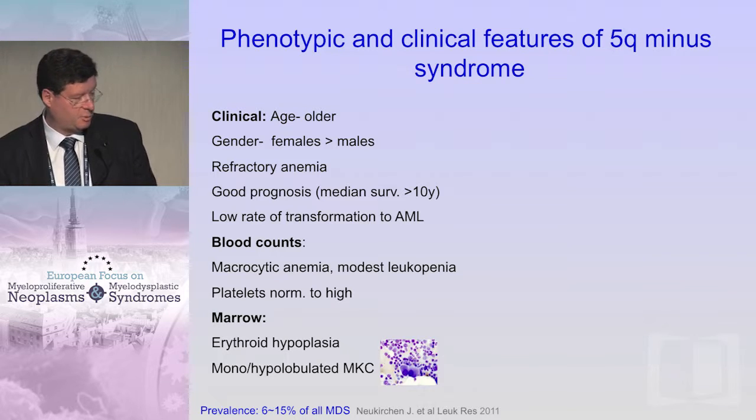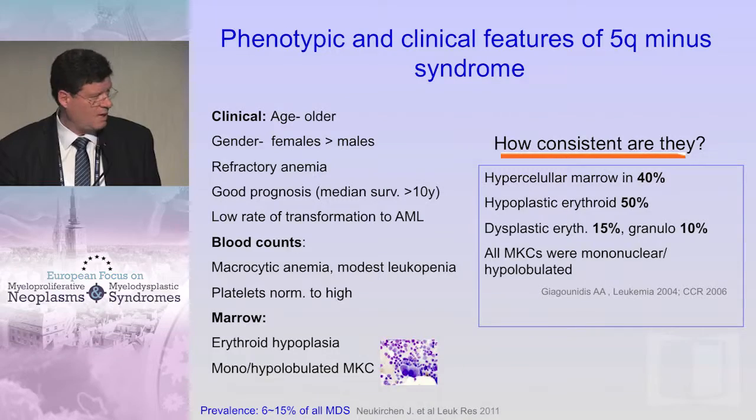It's erythroid hypoplasia. The megakaryocytes are usually monolobulated or hypolobulated. The blood counts show anemia, microcytic, modest leukopenia, and platelets, as I said, could be normal or increased. The other typical features are that it's usually females who we see as patients, and they could be of older age. We don't know why. I mean, they are the females.